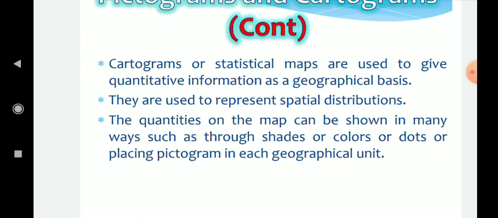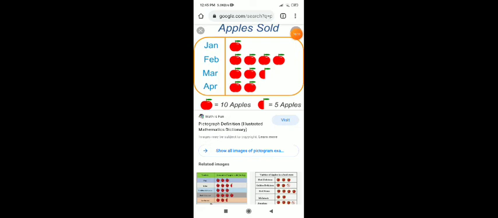An example of this will be shown to you now. You will understand it better. So this is an example of apples sold. Apples sold in January. This does not mean that only one apple was sold, or one dozen or one box. Below you have to see what the label is. One diagram of an apple means 10 apples. So a total of 10 apples were sold in the month of January.